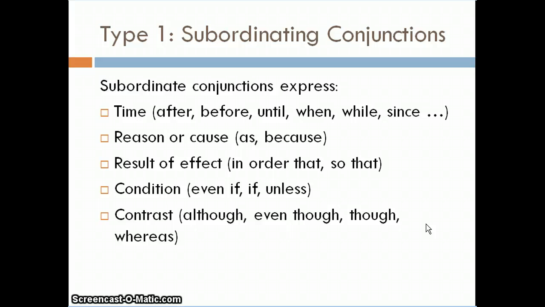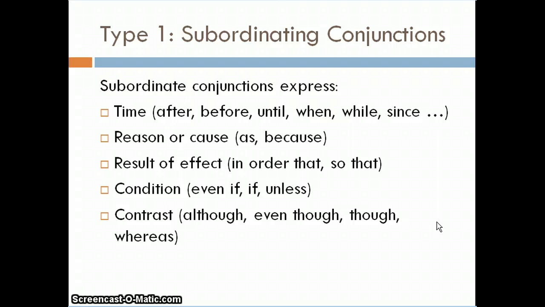There are many different subordinating conjunctions, and these are just a few of the examples here. We can use subordinating conjunctions to express meaning so that we can show the relationship between the ideas in the two clauses. Subordinating conjunctions can express time. Some examples are after, before, until, when, while, since. They can also express reason or cause, words like as or because. They can also express result or effect. Some examples are in order that or so that.